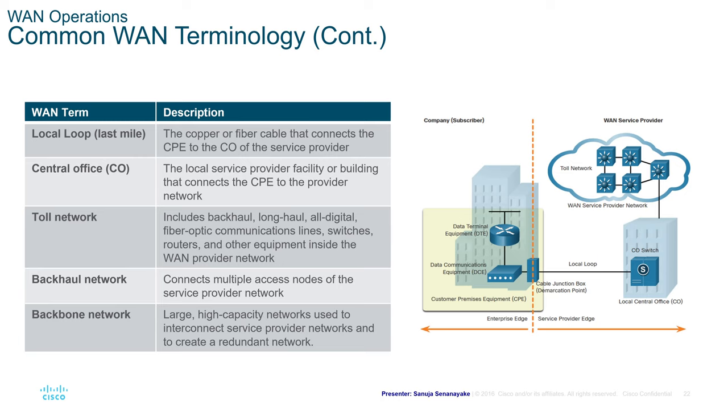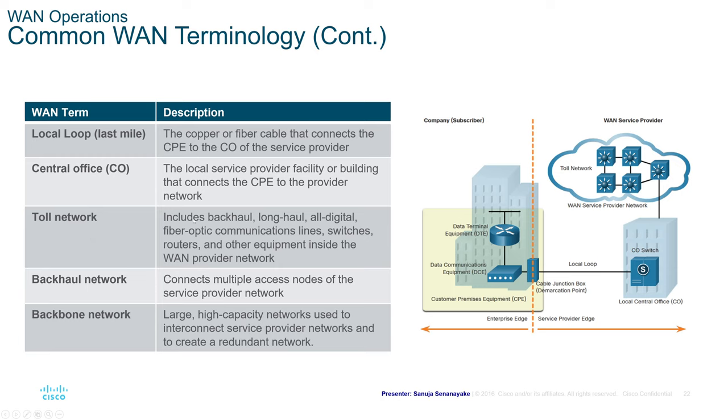To continue with those WAN terms, the local loop, also known as the last mile, is the copper or fiber cable that connects the CPE to the CO of the service provider. This is the CO of the service provider. The CO, also known as the central office, which I briefly mentioned on the previous slide, is the local service provider facility or building that connects the CPE to the provider network. So the CO switch will connect multiple CPEs to the provider network.